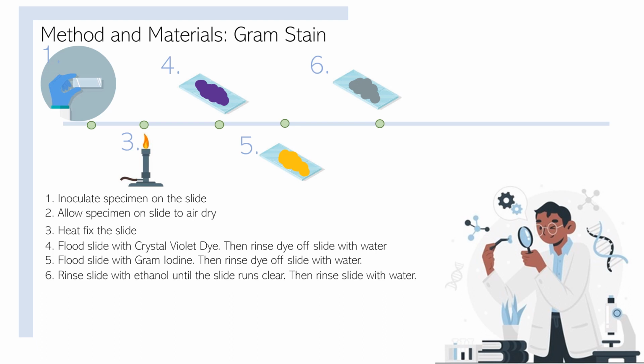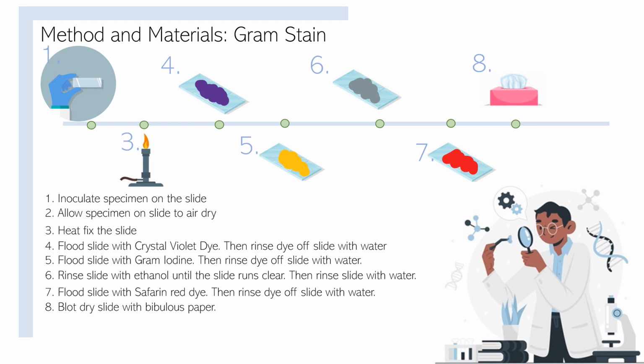I rinsed the slide with ethanol until the slide ran clear, then rinsed with water. I flooded the slide with safranin red for 45 seconds, then rinsed the dye off with water. Then I blotted the slide dry with bibulous paper, and then I observed the slide utilizing a microscope with the oil immersion lens.